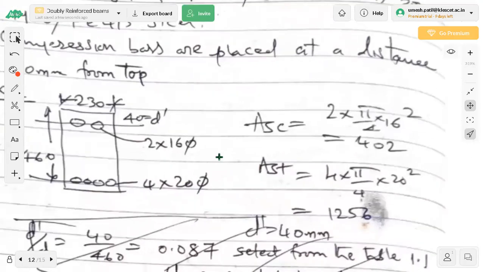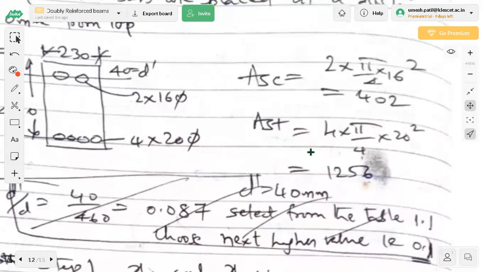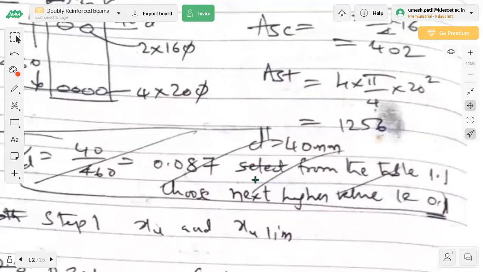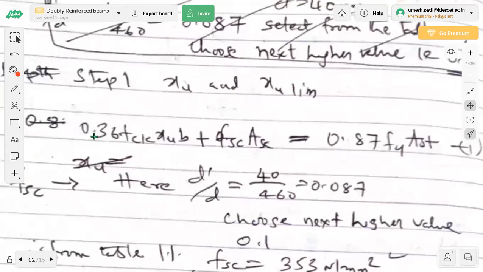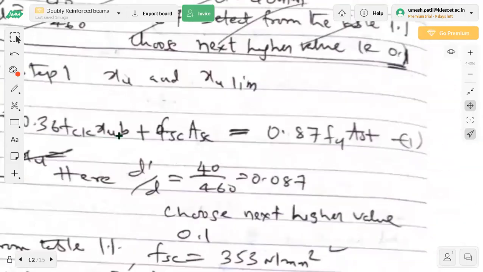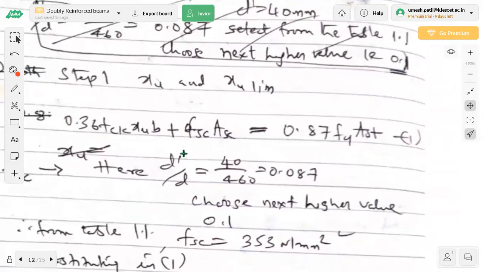Let us calculate it. ASC is equal to 2 times pi by 4 d square, 402. AST is 4 times pi by 4 20 square, 1256. D dash is 40 mm. Step number 1, find out XU and XU limit. I have used the same formula, 0.36 FCK XUB, FSC into ASC. You can see in this formula XU will be unknown to you, that has to be calculated.